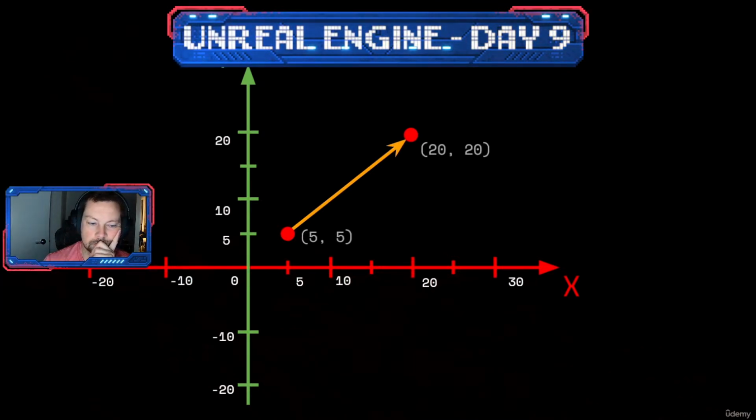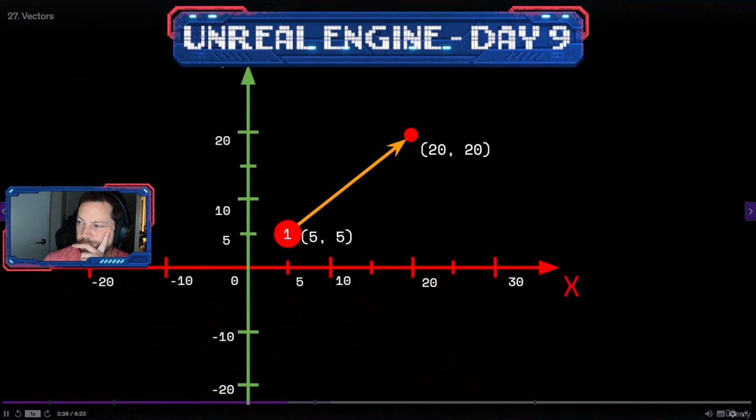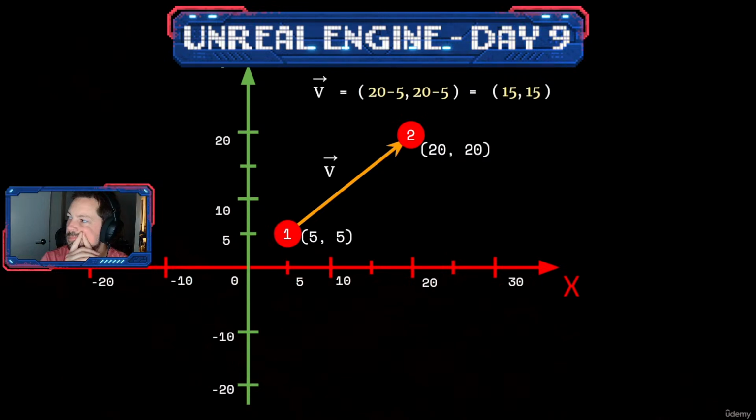Well, the vector's tail is at 5, 5 and its head is at 20, 20. Let's call this first point at the tail point 1 and the second point at the head point 2. So this vector, which we'll call v, has its x and y components equal to 20 minus 5 for the x and 20 minus 5 for the y. This gives us x and y components 15, 15.